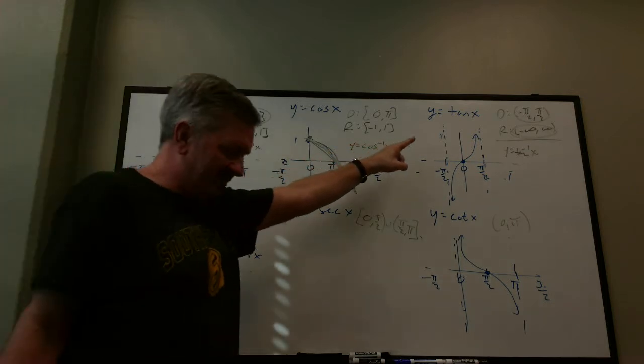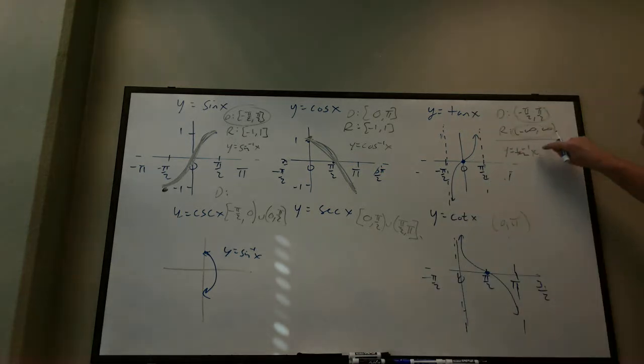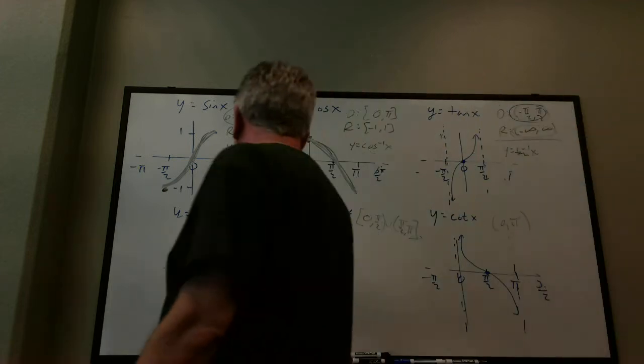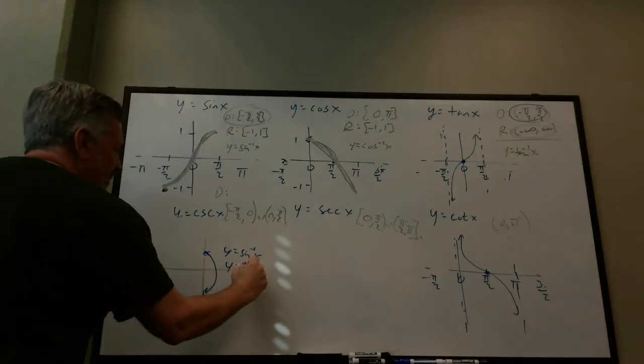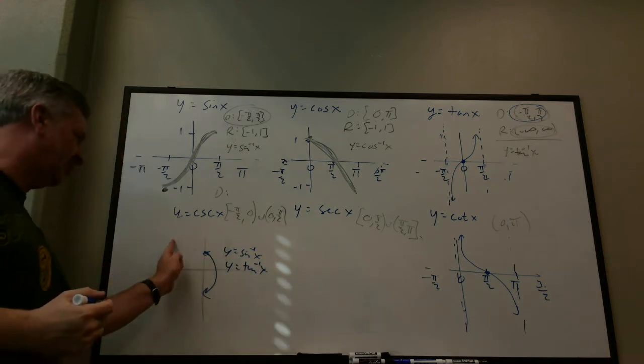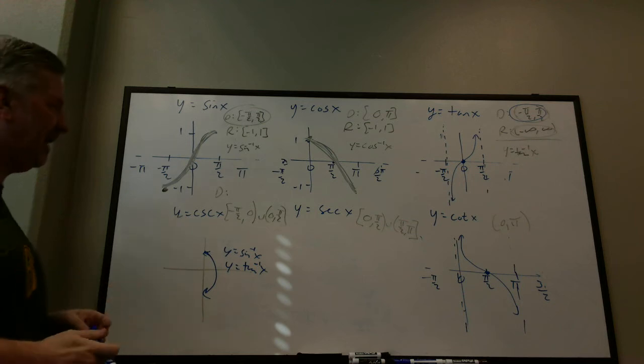Now what about tan inverse? You take tan inverse of a number, and it spits out an angle from minus pi over 2 to pi over 2. Notice the endpoints aren't included, but this picture will help you remember. So sine inverse and tan inverse give angles from 0 to pi and 0 to minus pi, but with tan inverse you can't have the endpoints.